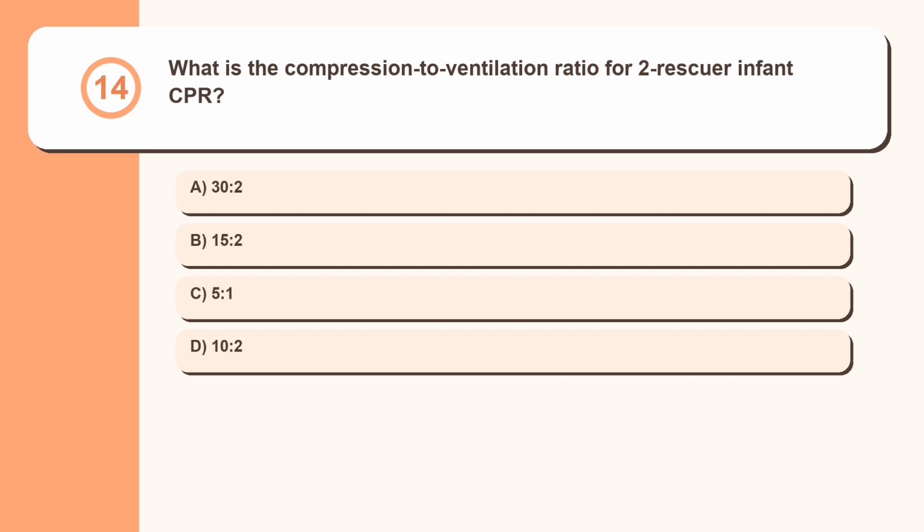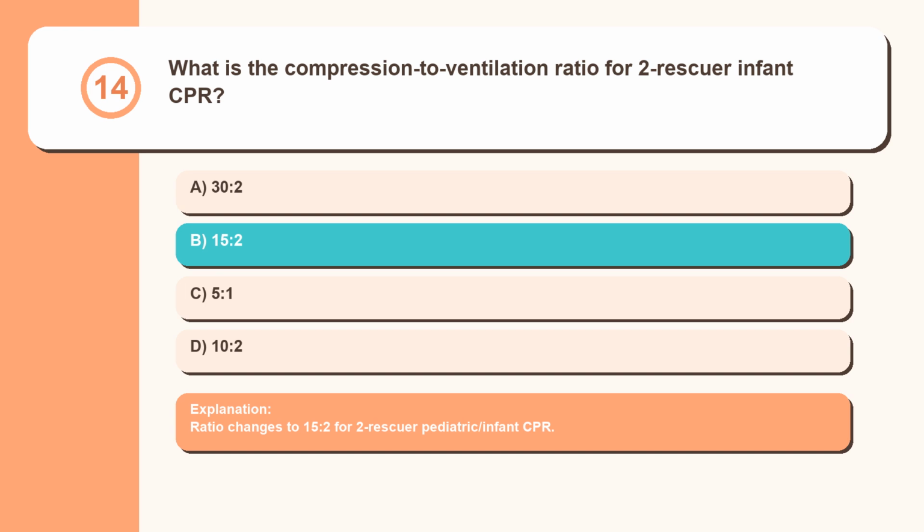Question 14. What is the compression to ventilation ratio for 2 rescuer infant CPR? 30:2, 15:2, 5:1, 10:2. Ratio changes to 15:2 for 2 rescuer pediatric/infant CPR.